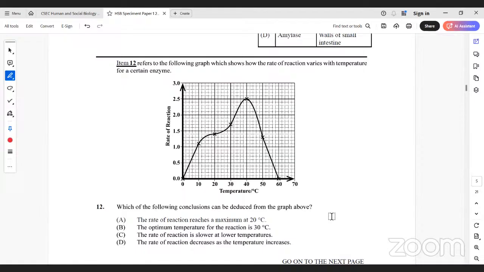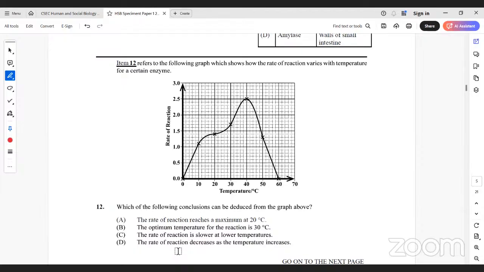Some persons, I'm watching it in the chat, are saying D, so that means I should do some explanation here. A: the rate of reaction reaches a maximum at 20 degrees Celsius. All we have to do is come across to 20 and see if that is the highest, and it is not, so A is wrong. B: the optimum temperature for the rate of reaction is 30 degrees Celsius. We come across to 30 degrees Celsius, see if that is the highest. It is not. It is wrong.